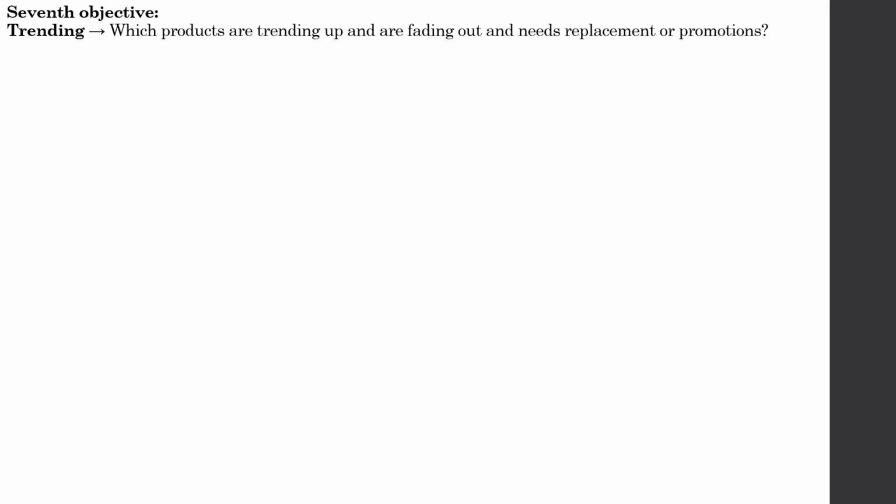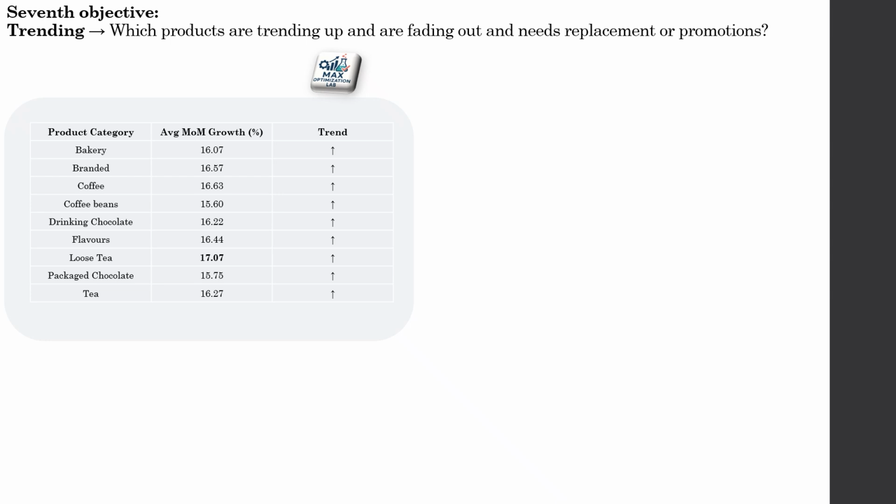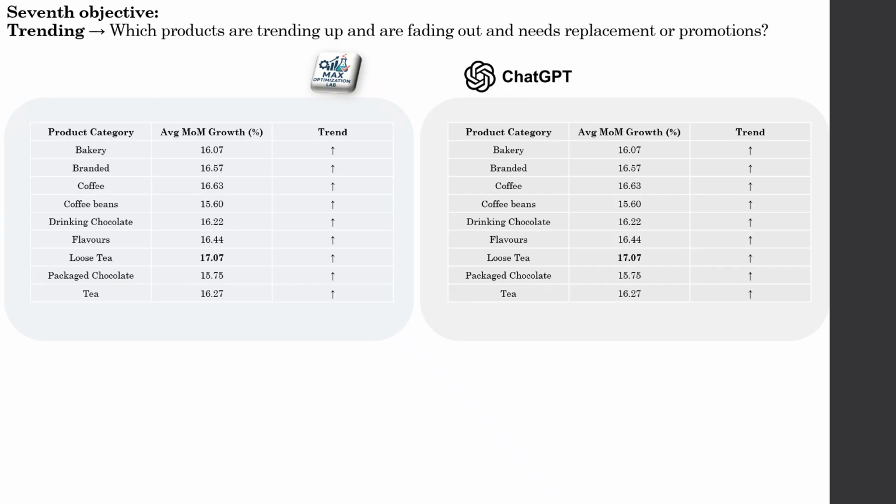Moving on to the last objective here, we are analyzing the trends inside our products. So first let's see my own calculations, and as you can see, I have created the average month-on-month growth rates per each product category. And now let's see the ChatGPT's answer. And as you can see, the answers are completely aligned and similar. So ChatGPT also scores full mark here.